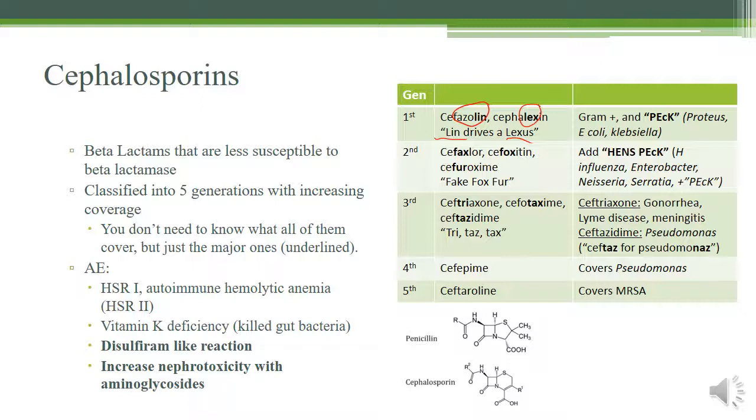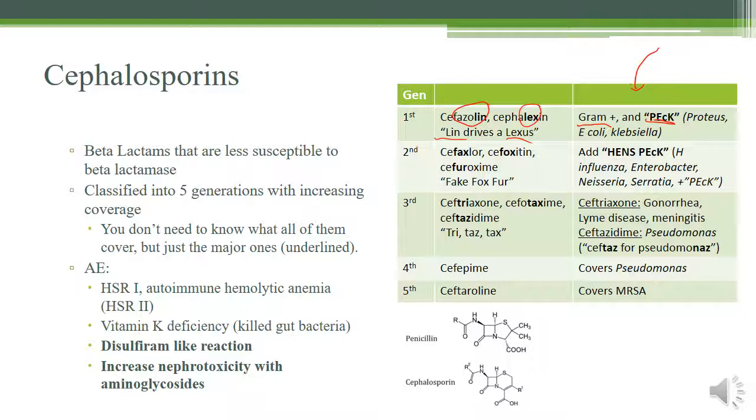Now, if you remember that, and then you remember the PEX mnemonic, which you'll find in First Aid, and all the gram-positives, you'll know the coverage. The coverage is not often asked, so you don't really need to memorize it, except for very specific ones, which we'll go over.